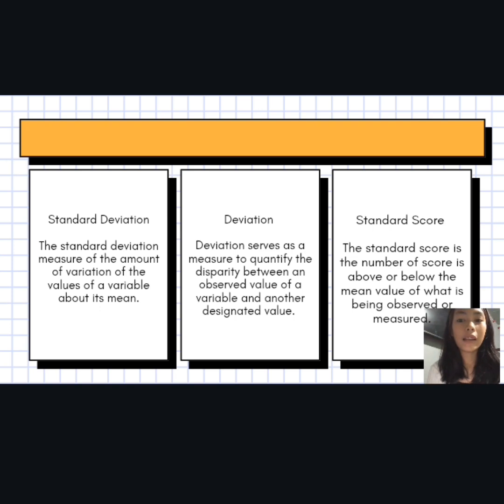Standard deviation. The standard deviation measures the amount of variation of the values of a variable about its mean. Deviation serves as the measure of the quantified disparity between an observed value of a variable and another designated value. Standard score. The standard score is the number of standard deviations above or below the mean value of what is being observed or measured.